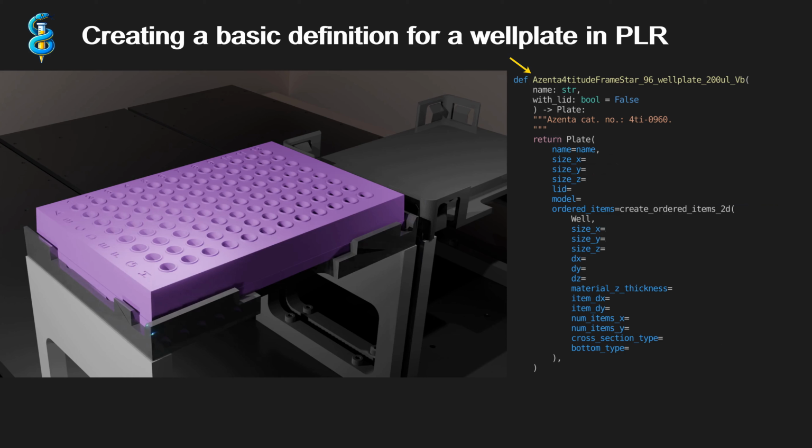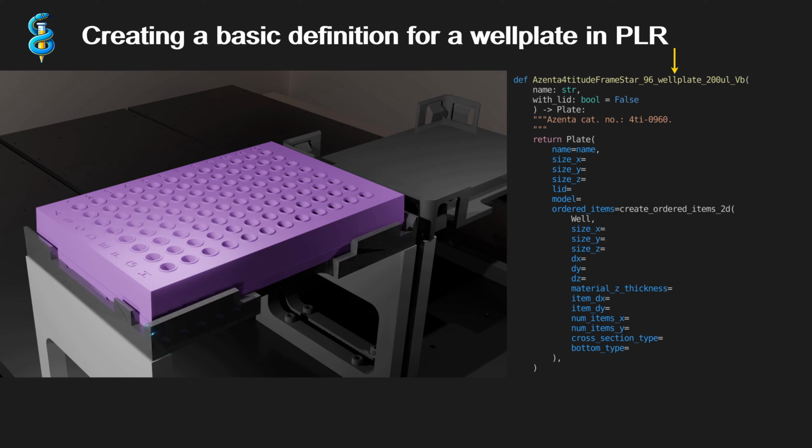here. First, the name of the original manufacturer of the well plate, in this case Ascenta, in the Fortitude Framestar product line. Sometimes plates are resold and their name is changed. It is important to search for the original manufacturer for naming a new definition to avoid redundant definitions. Next, we see a number that represents the number of wells that the plate holds. In this case, we learn that the plate contains 96 wells.